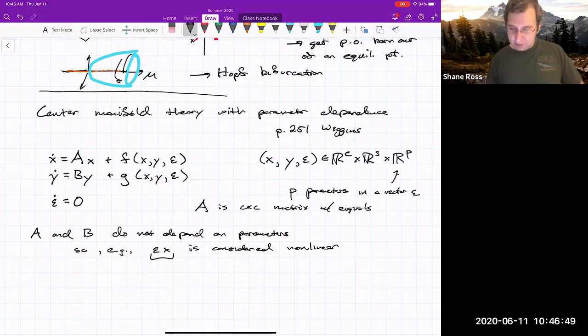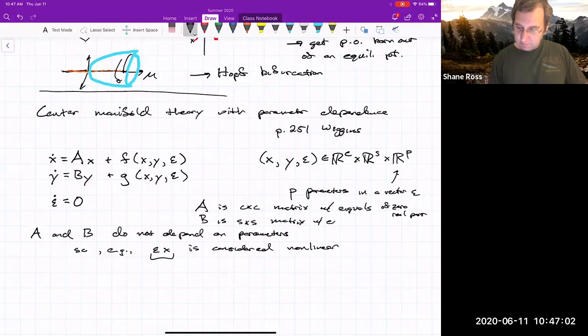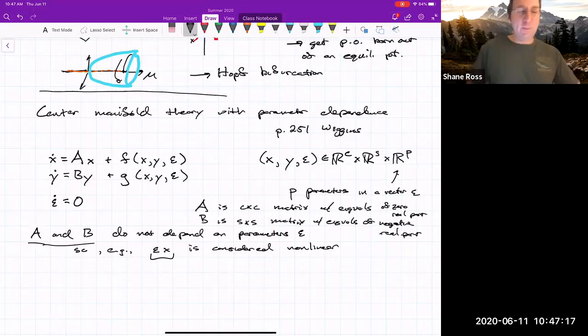So what was I saying? A is a C by C matrix with eigenvalues of zero real part. And then B is an S by S matrix, eigenvalues of negative real part. Just like last time. I guess this is a difference though. A and B cannot depend on the parameters epsilon. You might decide that there is something that I will include in A and B because I only want to look at changes with respect to a particular parameter or particular set of parameters. So these parameters that we call epsilon are the ones that you want to look at bifurcations with respect to those parameters.